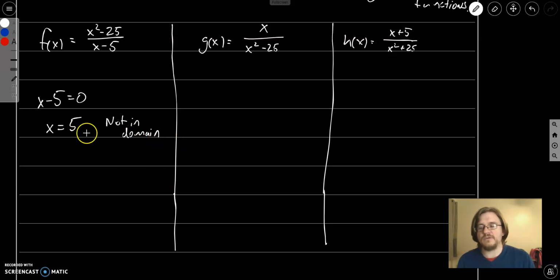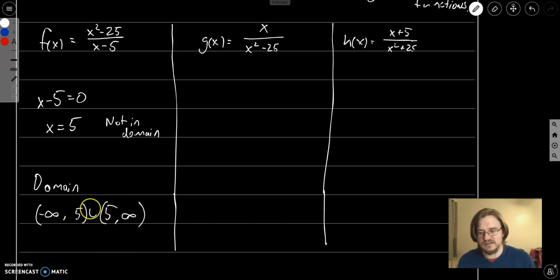So we need every number except 5. So if I were to write the domain down, it's all the numbers from negative infinity up to 5, but not including 5. And furthermore, every number from 5 and up, so every number from 5 to infinity. And I need to put these two sets together, so I take their union. And there we go. There's the domain of this function.